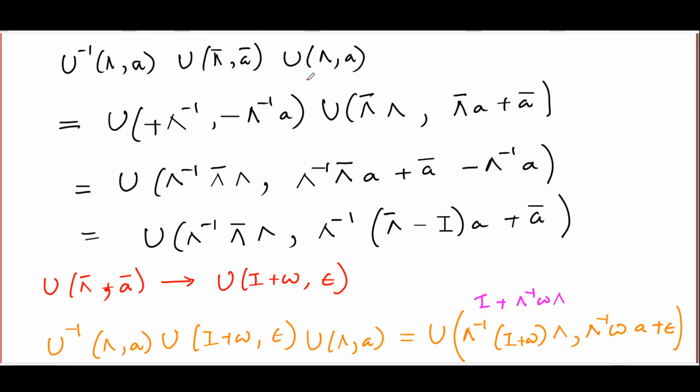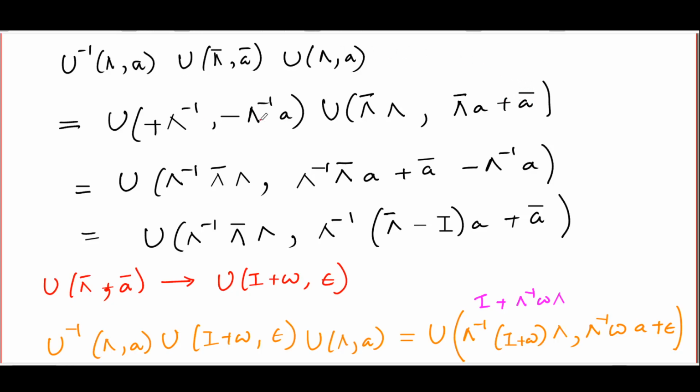So what was the mistake? The mistake was a rather simple and trivial one. If you calculate this out, U inverse(lambda, A) is U(lambda inverse, minus lambda inverse A). That part is perfectly right. And here we have combined the two Poincare transformations according to the standard rule of combining Poincare transformations, where the Lorentz transformation parts just multiply and the translation does add, but before you add, the original translation, the first one, has to be acted upon by the second Lorentz transformation to form lambda bar A, then add the second translation A bar. That's the standard Poincare transformation rule.